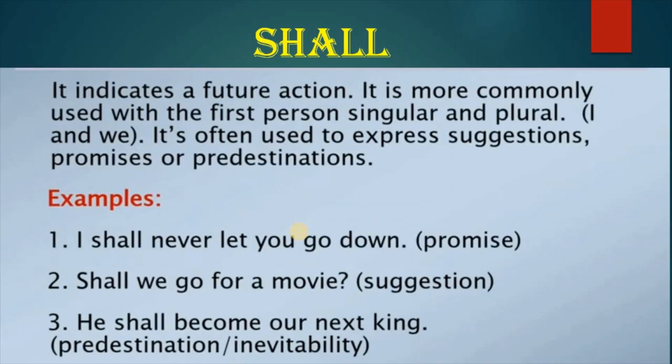Now, let us see shall. Shall indicates a future action. It is more commonly used with the first person singular and plural, I and we. It's often used to express suggestions, promises, or predestinations. Example, I shall never let you down. Here, shall is used to show the promise.